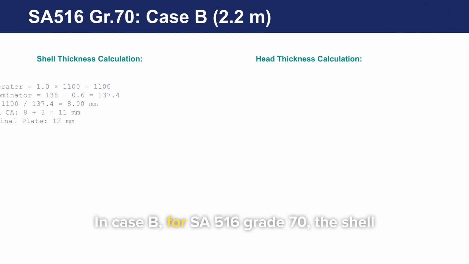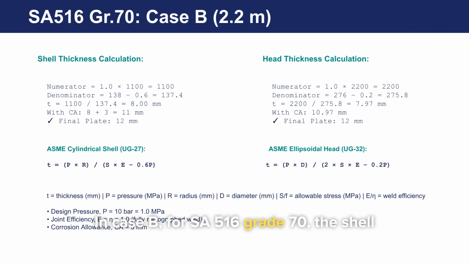In Case B, for SA 516 grade 70, the shell calculation requires 8 millimeters plus the corrosion allowance, totaling 11 millimeters, rounded up to a 12 millimeter plate. The head calculation also results in a 12 millimeter final plate selection.